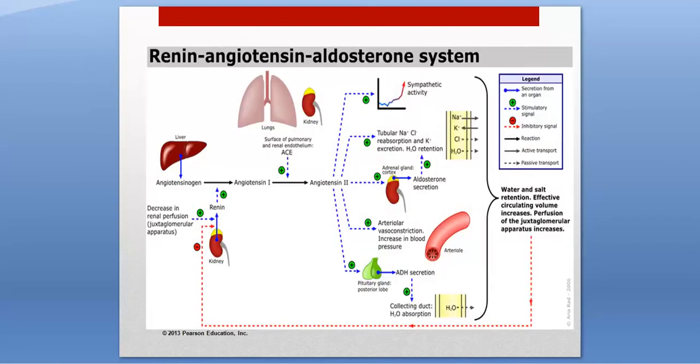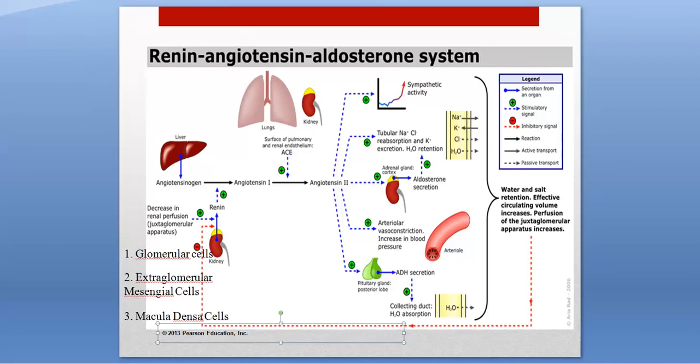So the details of the system. One way I would suggest that you learn this, because it's really important, it comes up in pretty much every chapter that we talk about in A&P2, is to figure out how to memorize the system from angiotensinogen to the formation of angiotensin 2. And then from there, work on the effects that angiotensin 2 causes.